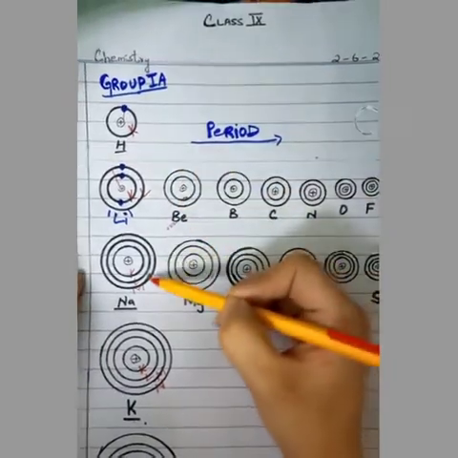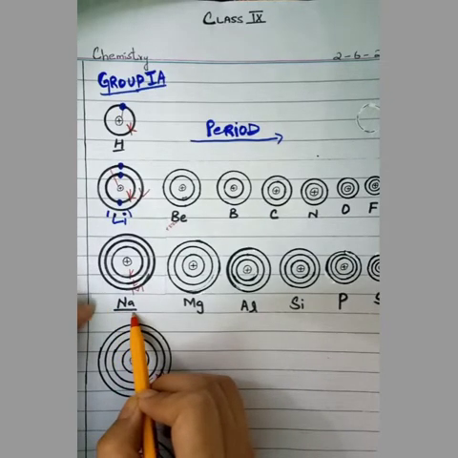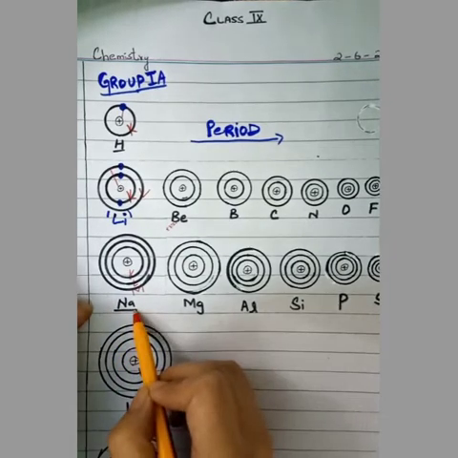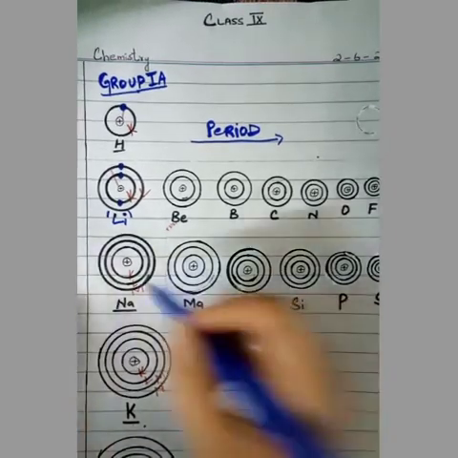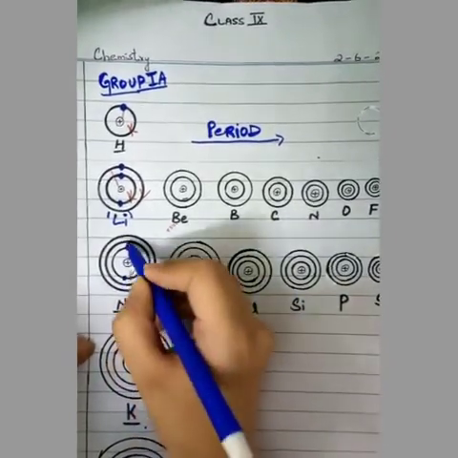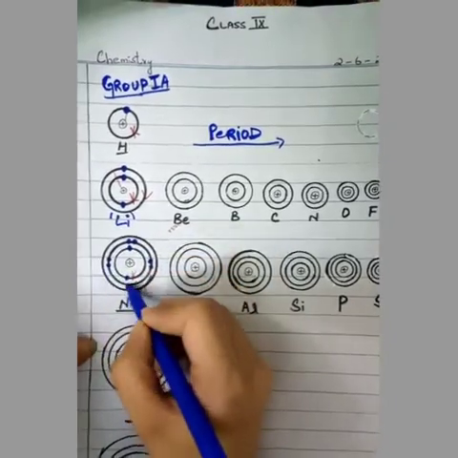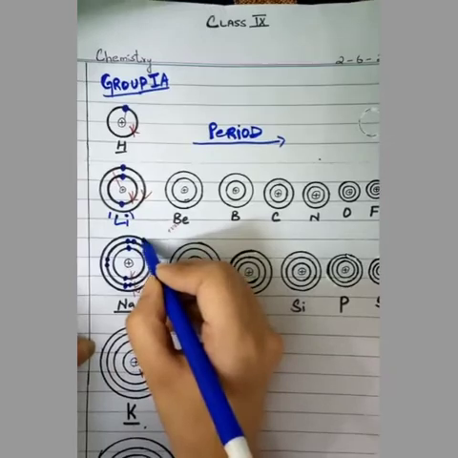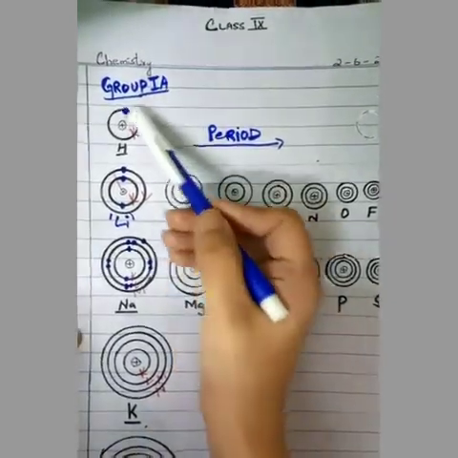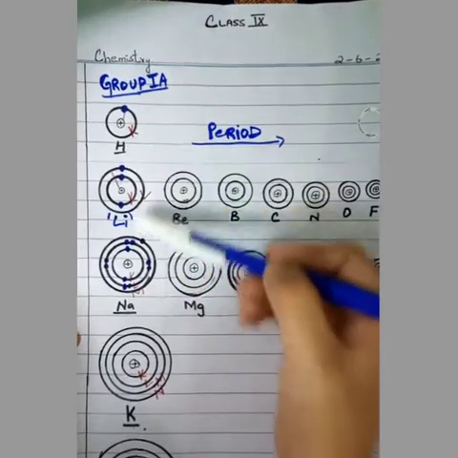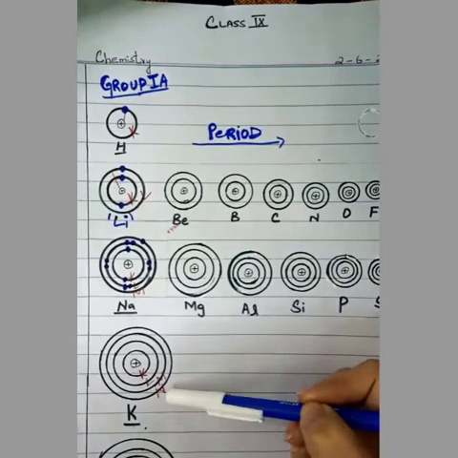When we go down, we can see here the third one is sodium, Na. The atomic number of sodium is 11. So in the first shell, 2 electrons are present. In the second shell, 8 electrons are present. And in the last shell, only 1 electron is present. As we know, the group number indicates the number of valence electrons. So all the elements belonging to group 1A contain only 1 valence electron.